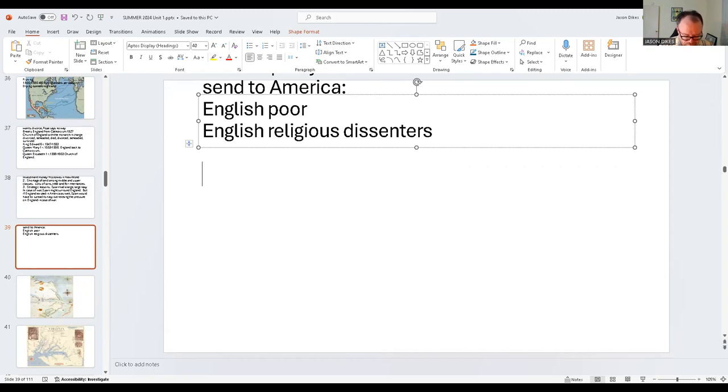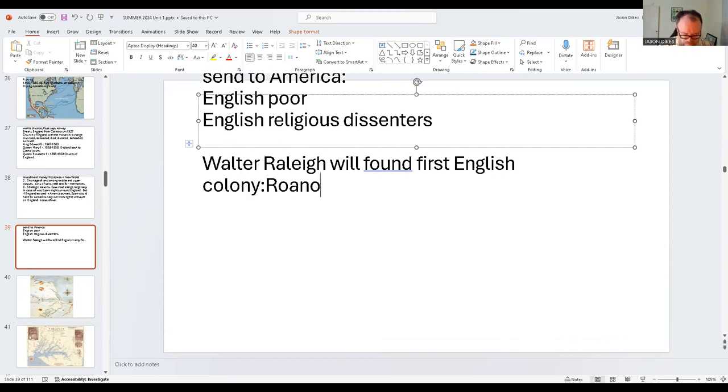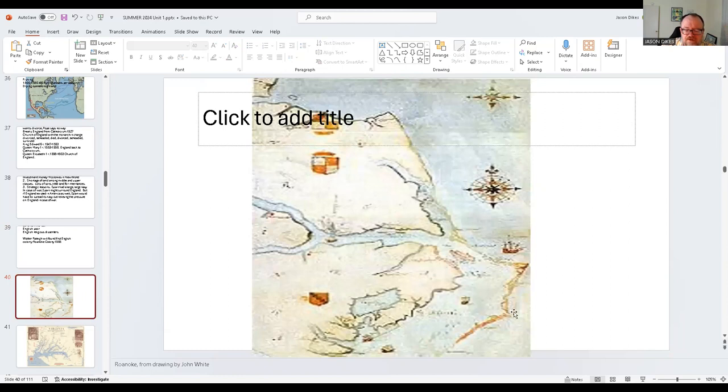So it will actually be his brother, Walter Raleigh, who will found the first English colony, Roanoke colony, in 1585. Roanoke is here. It's off the coast of North Carolina, the Channel Islands out here. It's a really bad spot for a colony.